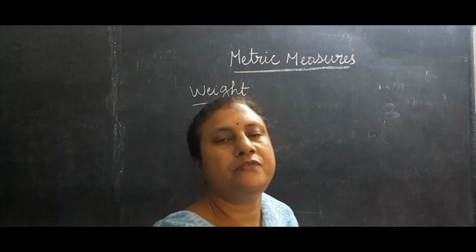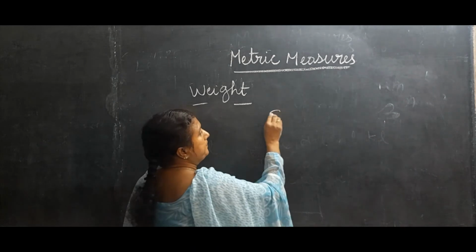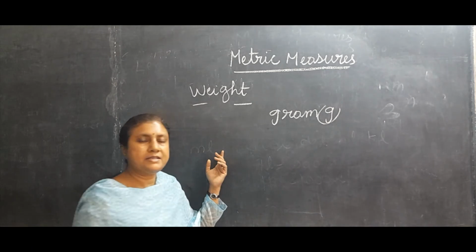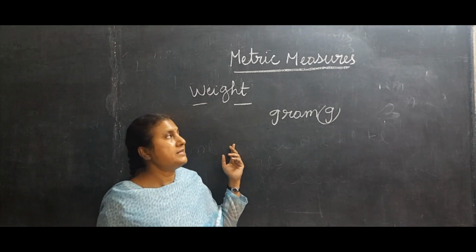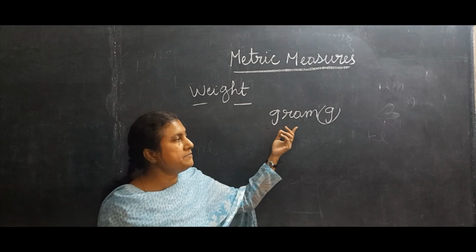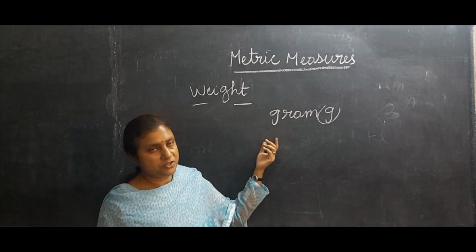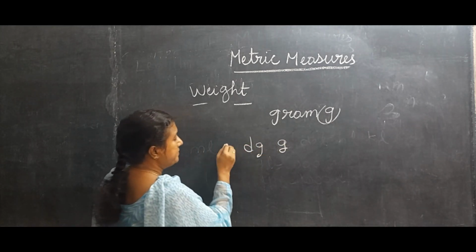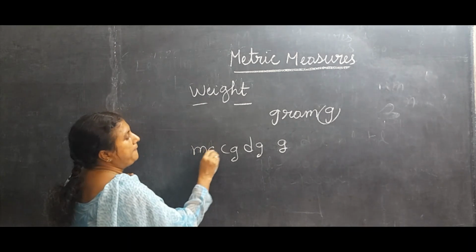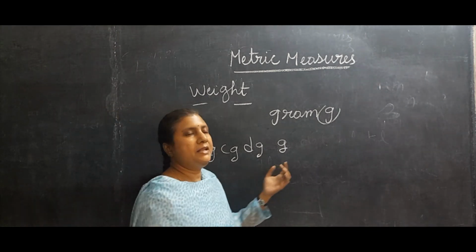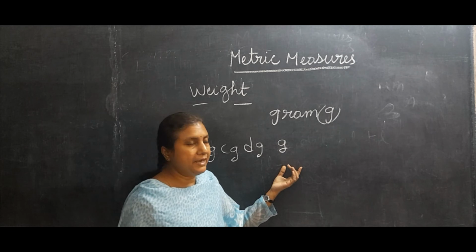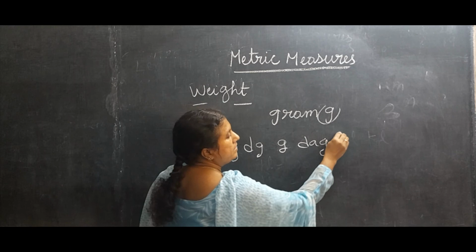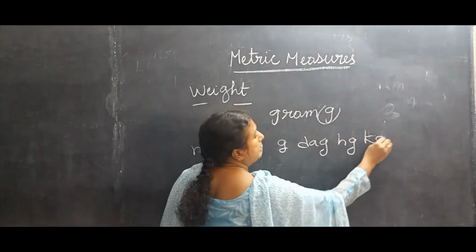The standard unit for weight is gram. Like the same as length, capacity, grams also we have smaller measurements than this gram. They are decigram, centigram, milligram. Similarly, we have 3 greater measurements than this gram. They are decagram, hectogram and kilogram.